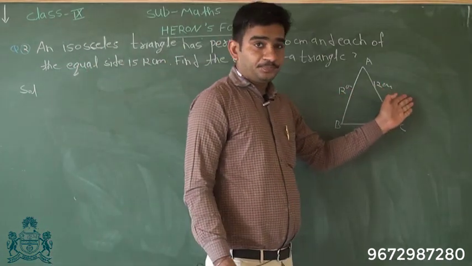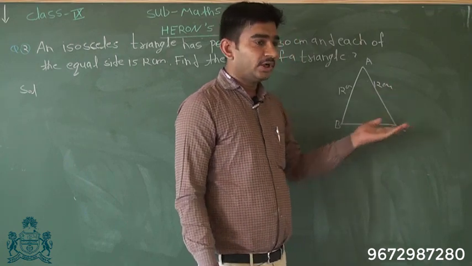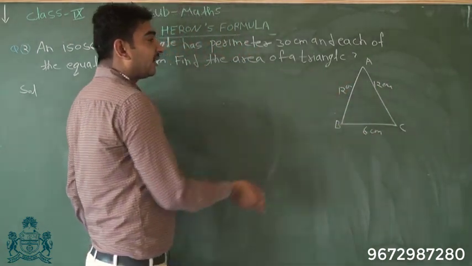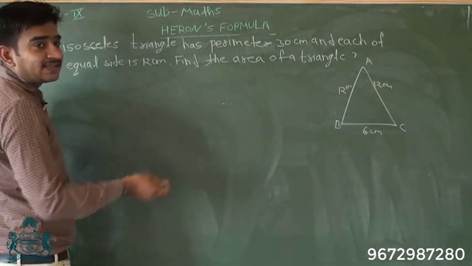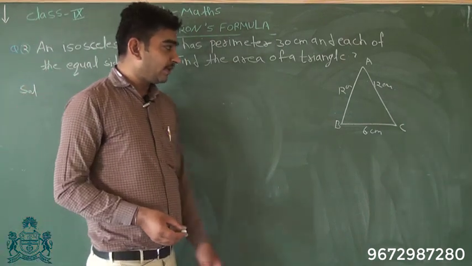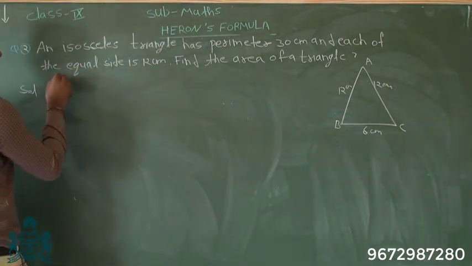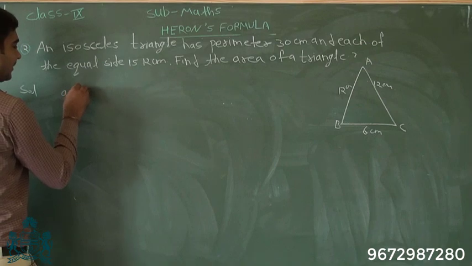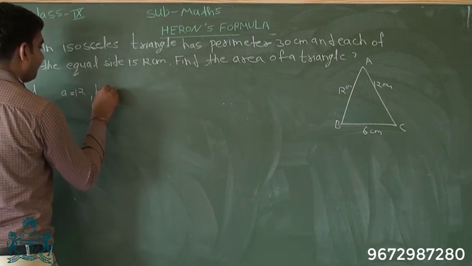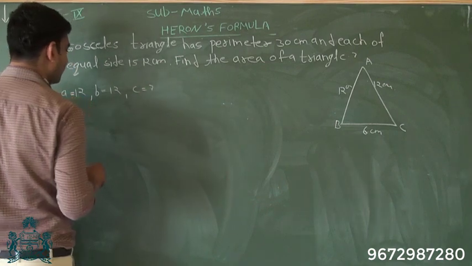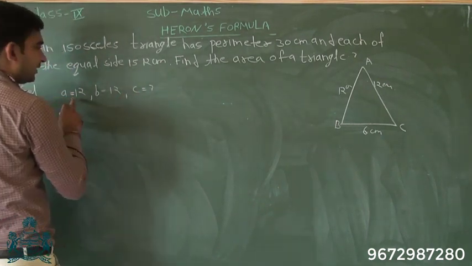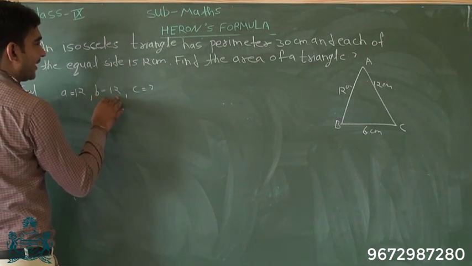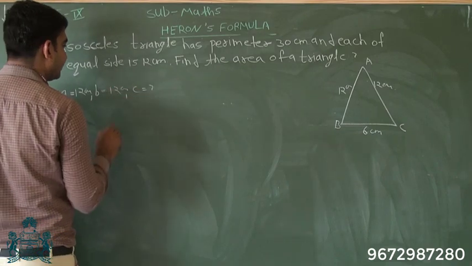A, B and C, sides of the triangle are given. Then using Heron's formula, area is under root S, S minus A, S minus B, S minus C. Let an isosceles triangle have A equal to 12, B equal to 12 centimeter, and we have to find side C.